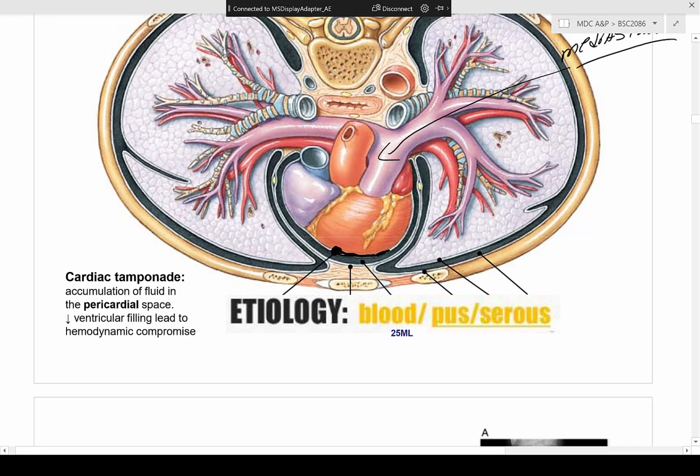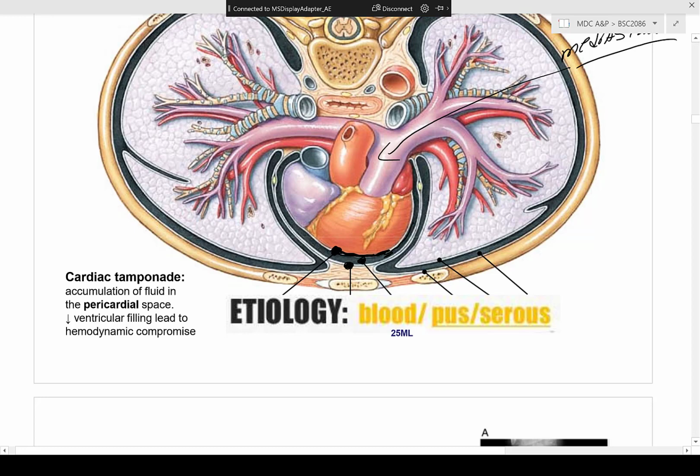What do you see here? Like this space. What's the name of this space? What's the name of this space, guys? Pericardial space. What is the outer layer here? Your parietal pericardium. So far, it's good?